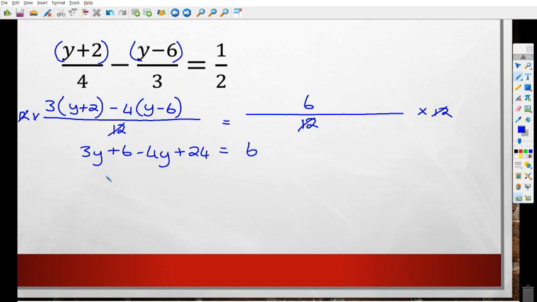I'm solving for y here. I want you to solve for y. Pause the video quickly, see if you can solve it. I assume you've paused the video.